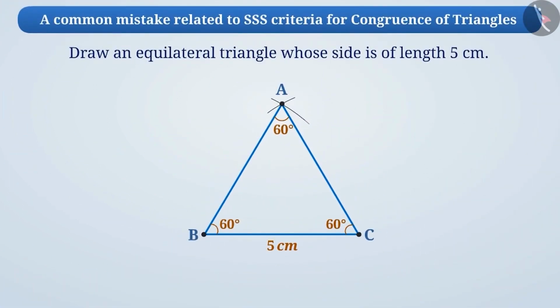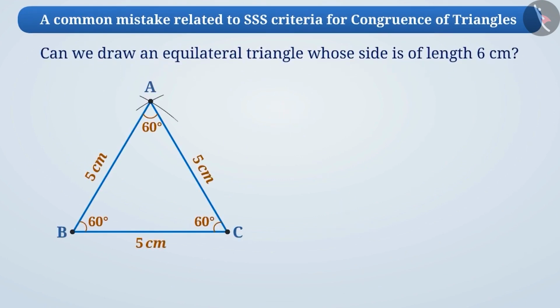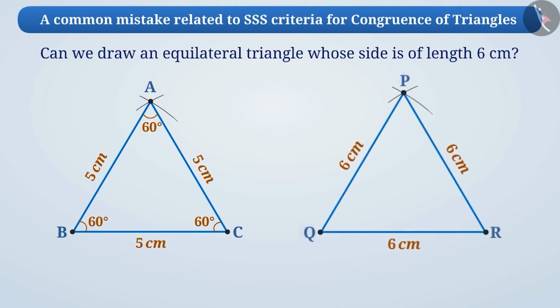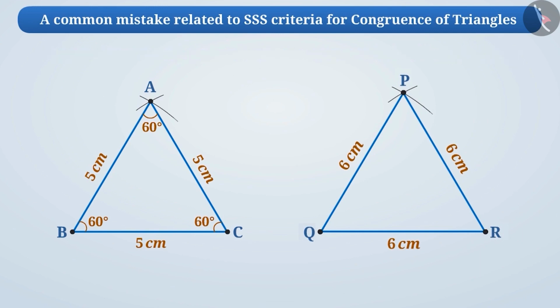we will find all angles are 60 degrees. Can we draw an equilateral triangle whose side is of length 6 cm? Think for a while. If we draw a triangle PQR using the method given above, we will get an equilateral triangle. If we measure the angles of this triangle, we will observe that all angles measure 60 degrees. We can see that all angles of both triangle ABC and triangle PQR are 60 degrees.